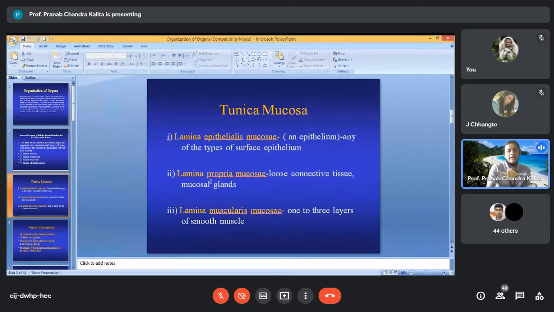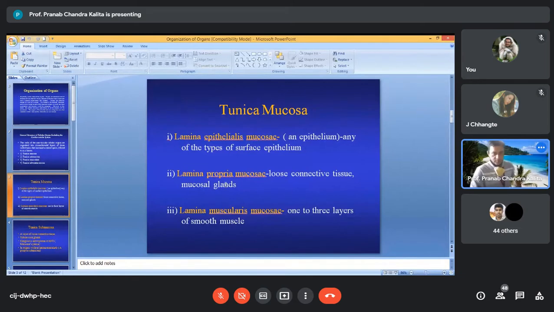Second is the lamina propria mucosae. Generally it consists of loose connective tissue. Of course, you have not yet studied connective tissue. Connective tissue means tissue that connects other tissues. So its main function is to connect the epithelium to the underlying structure. In loose connective tissue there are certain cells you will find, like plasma cells, macrophages, and lymphocytes. All of these you will find in the lamina propria mucosae. And in addition to that, you will find certain glands called mucosal glands.